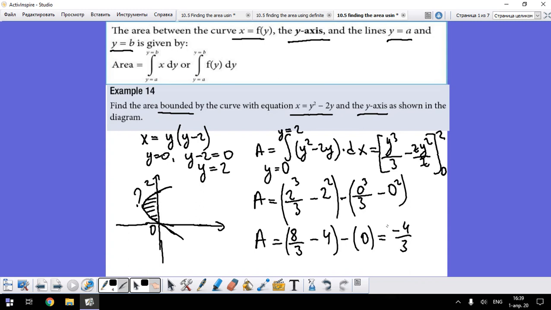You know that area should always be in absolute value, so area should always be positive. So as a result, we can indicate that A equals 4 divided by 3. So this is the answer.